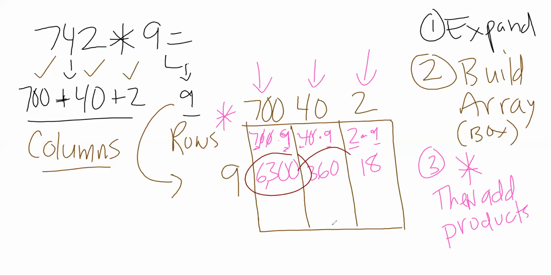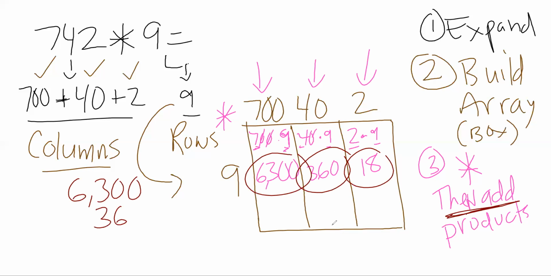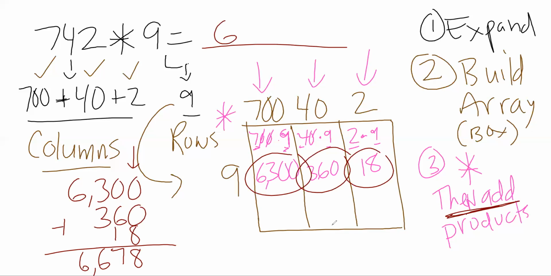So take those. This is now the add part. Take these 3 values, 6,300, 360, 18. Always start in your ones place. 8, 6, 7, 3, 4, 5, 6, and 6. There we go, 6,678. Okay, so I hope this is clicking.